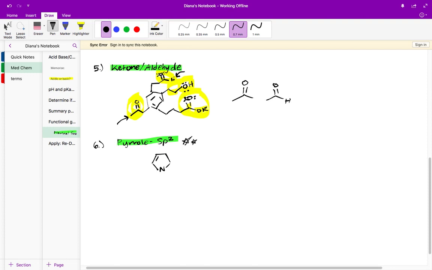Okay, so notice how in my pyrrole I have a nitrogen. There's a lone pair drawn inside the ring, and I've got to fill that valency, so I'll put a hydrogen right there. This is a pyrrole. Okay, this pyrrole is neutral.